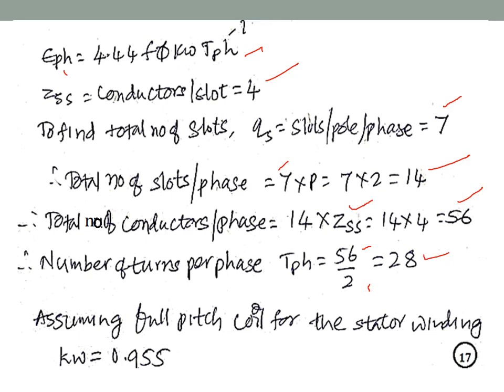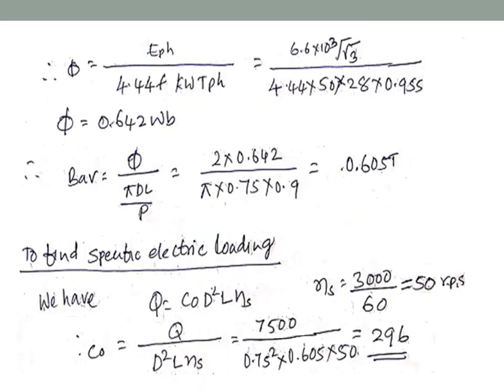Assuming full pitch coil, the stator winding KW is equal to 0.955. So now pi is equal to this one, star connected. KW is 0.955, TPH we have found out to be 28. So pi comes out to be this. So now B average is equal to pi by pi D L by P. So this comes out to be 0.605 Tesla.